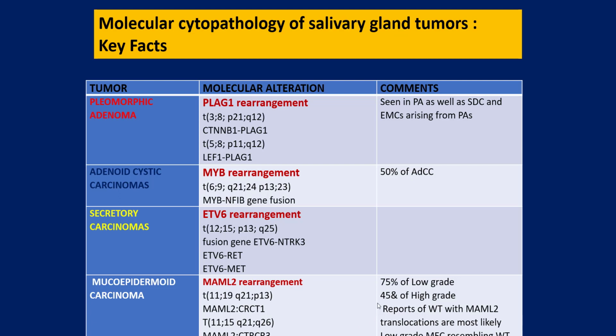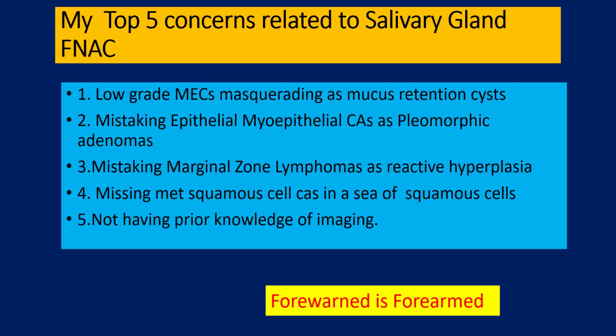CRTC3. Now, the important fact, again, not all the cases. 75% of low-grade mucoepidermoid carcinomas show the gene rearrangement, and only 45% in high grade. So there are a lot of tumors, more in high grade, which may not show the gene rearrangement. And importantly, the reports of Warthin tumors with MAML2 translocations are most likely low-grade mucoepidermoid carcinomas resembling Warthin's tumor. I think we have spoken about this in the previous lecture.